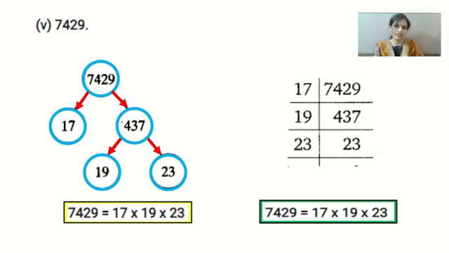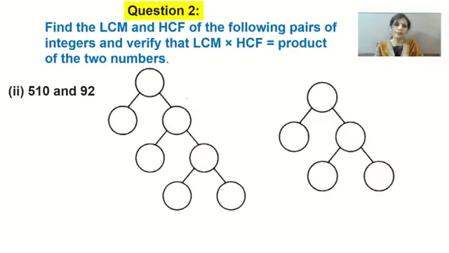All right, let's move ahead. This is question number 2, and the question is: find the LCM and HCF of the following pairs of integers and verify that LCM into HCF is equal to product of the two numbers. Children, I told you that the fundamental theorem of arithmetic is useful to find the LCM and HCF of the numbers. LCM stands for least common multiple and HCF is highest common factor.